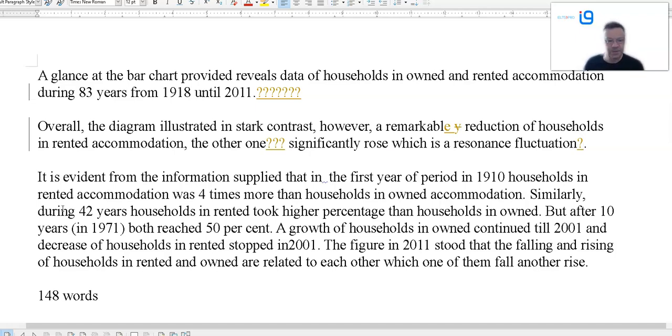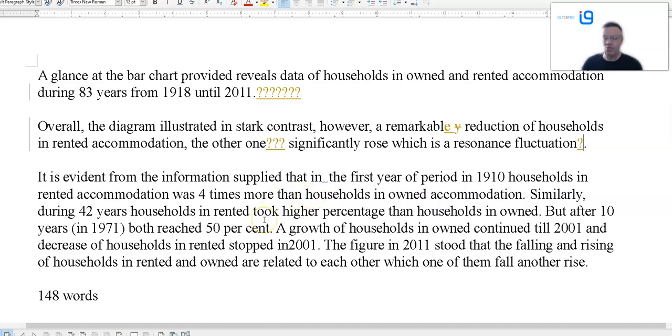You certainly couldn't. Let me just find that. In the first year of the period in 1910. Well, it wasn't in 1910, was it? Wasn't it in 1918? The first year of the period in 1918, households were 4 times more than households in owned.